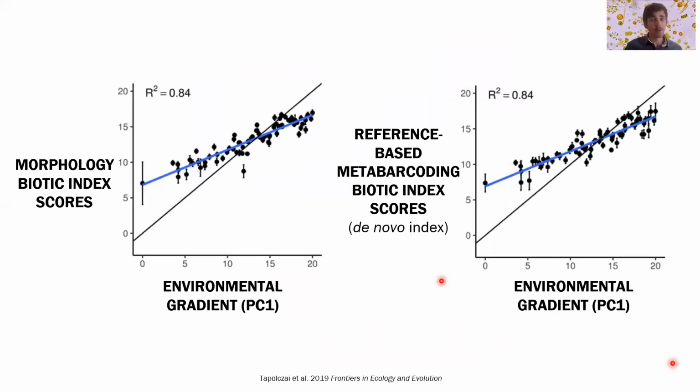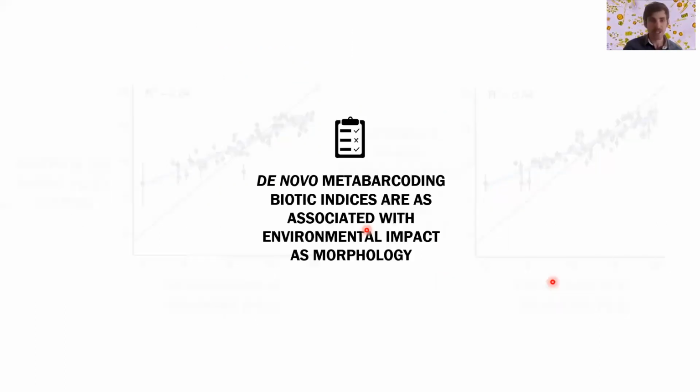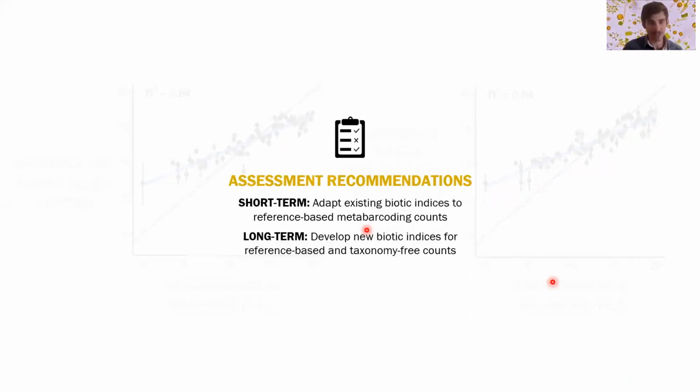So those were both adapted indices. What about newly designed indices that are meant for metabarcoding data only? We see that there's a similar relationship between morphology and the environment and reference-based de novo assessment and the environment, suggesting that de novo metabarcoding biotic indices, so newly developed biotic indices, are as associated with environmental impact as morphology.